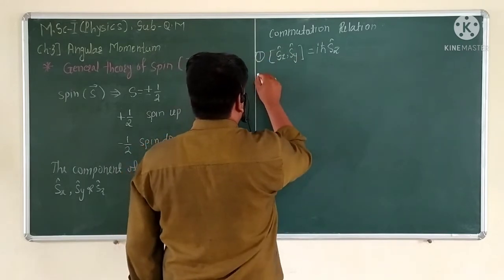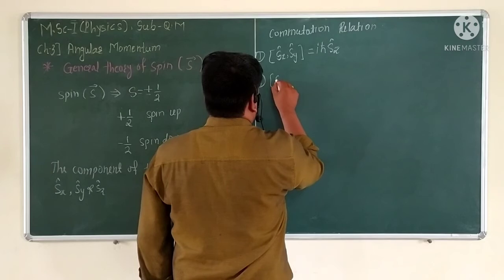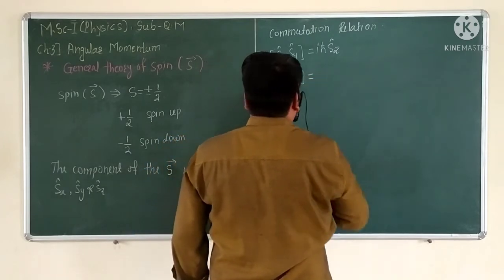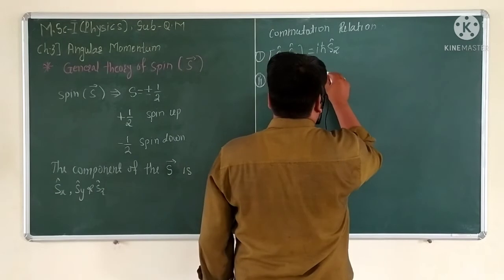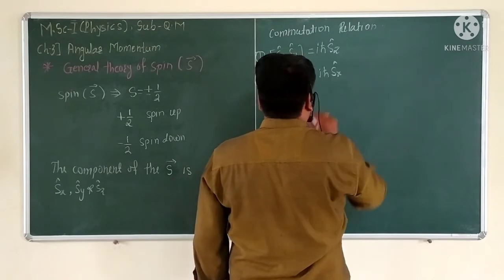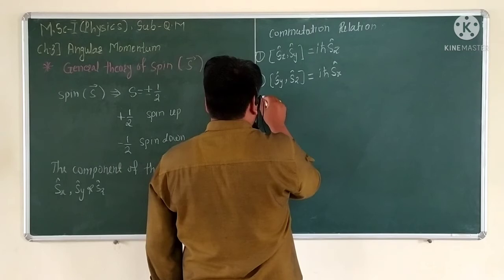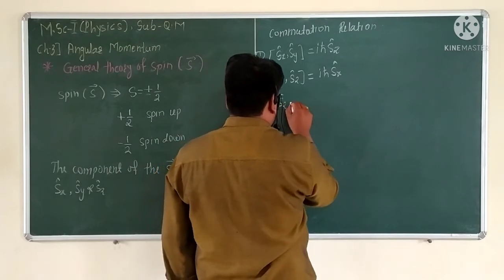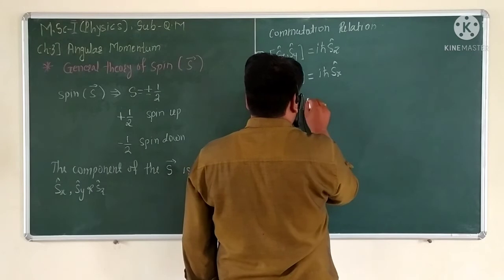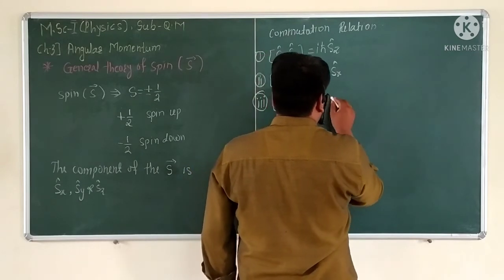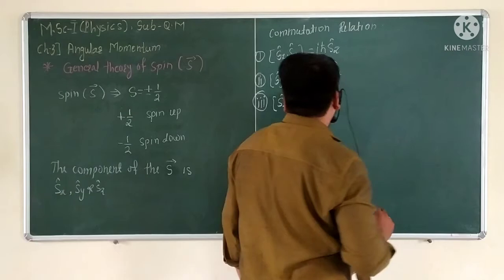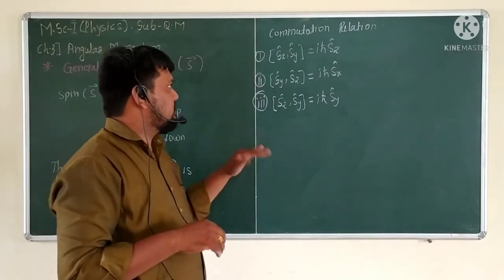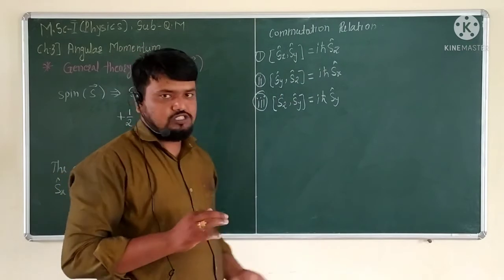The next commutation relation is Sy cap comma Sz cap, which is i h cross Sx cap. The next is Sz cap comma Sx cap, which is i h cross Sy cap. So these are the general commutation relations, and when reversed, we get the minus i h cross sign.